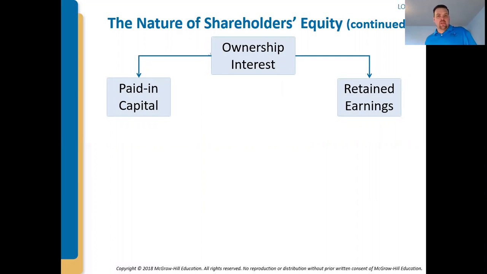Okay, ownership interest. The shareholders' equity section has two main components. We have the paid-in capital and the retained earnings. The retained earnings, we're talking about money that we have earned and kept, meaning we have not paid it out in dividends, but it has been earned. It comes from net income, hence the phrase retained earnings. And paid-in capital is money that comes in from the sale of stock.